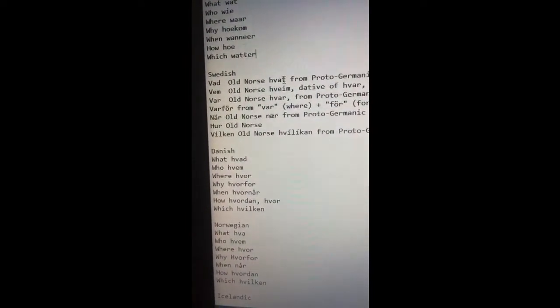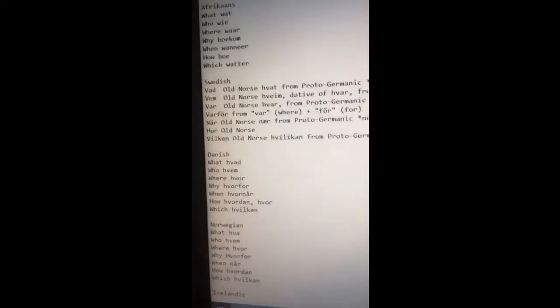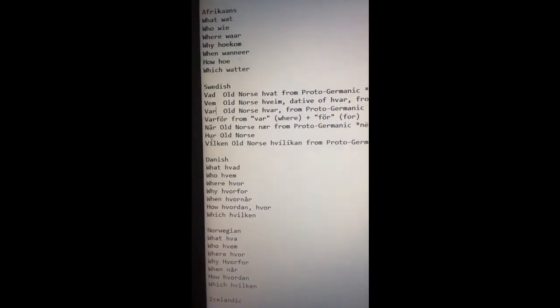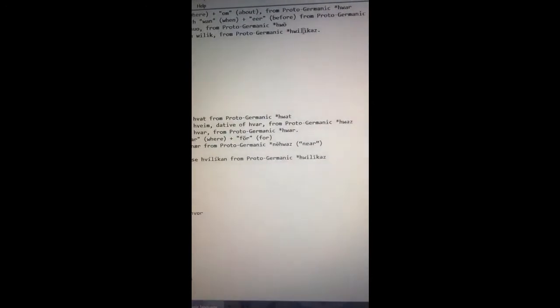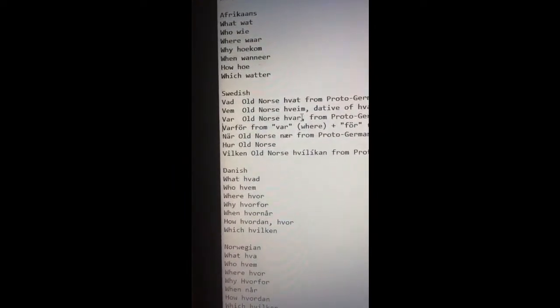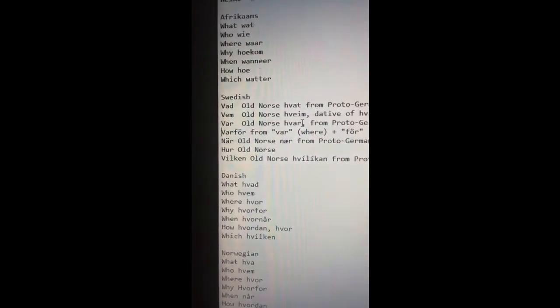So you can see here, what from what. So you can see that all the form, once you know a little bit about how these things develop, you can see that they're quite similar. So in Swedish it's vad, vem, var, varför, när, hur, vilken. So you can see vilken is exactly the same as English and German, huilikas. But again here we've got a kind of idiom here, or like a set phrase.